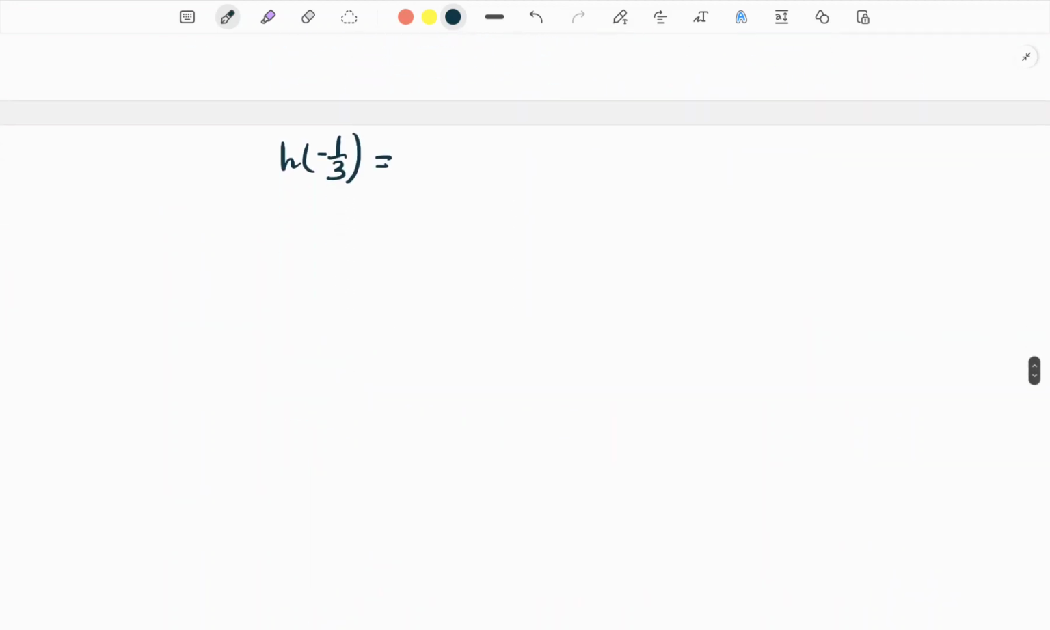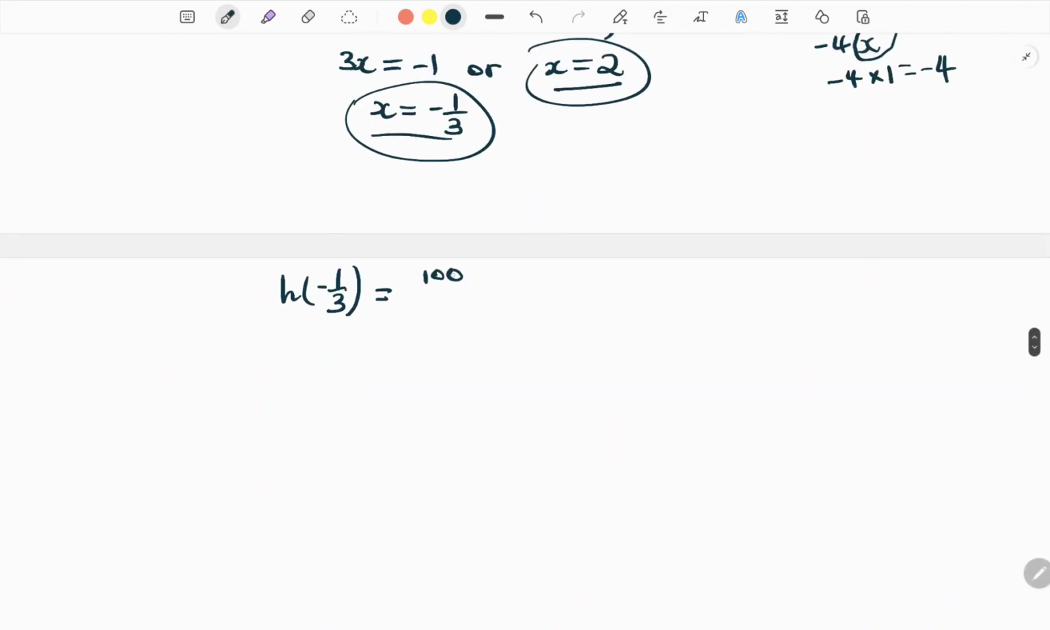You are getting 100 over 27. Then you find h of 2. You just do it in your calculator. You don't have to waste time, guys. You just punch in 2. Then you get negative 9.